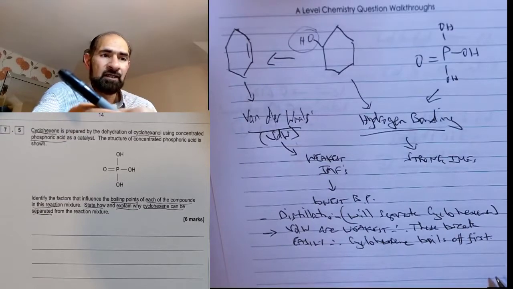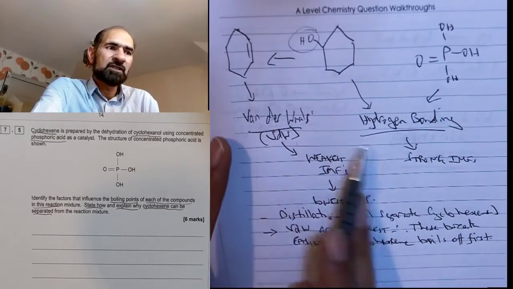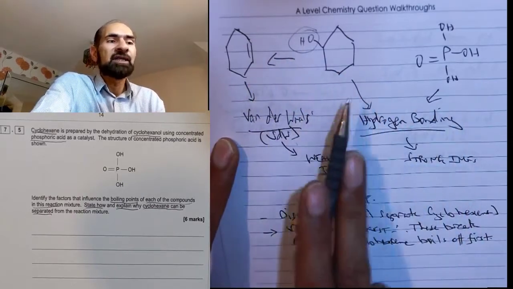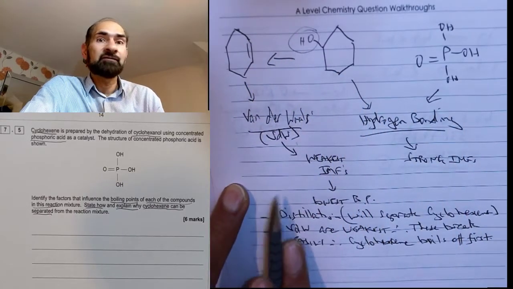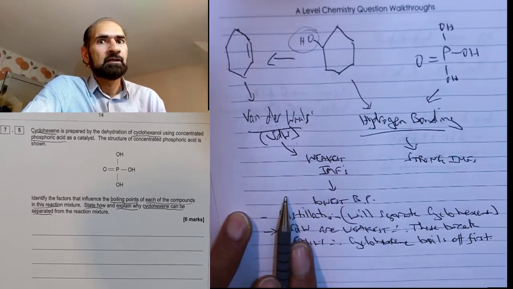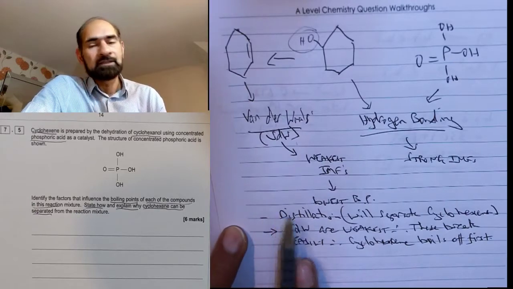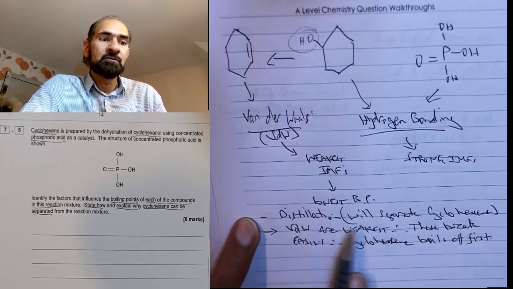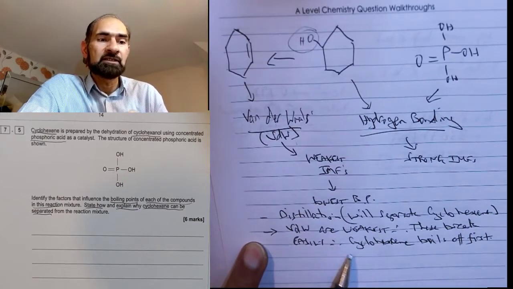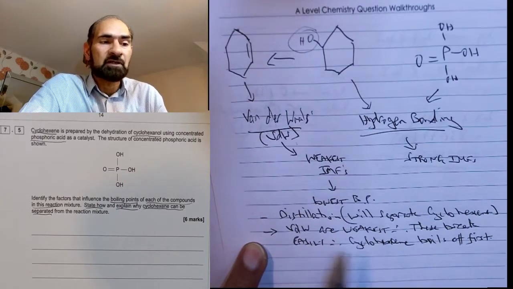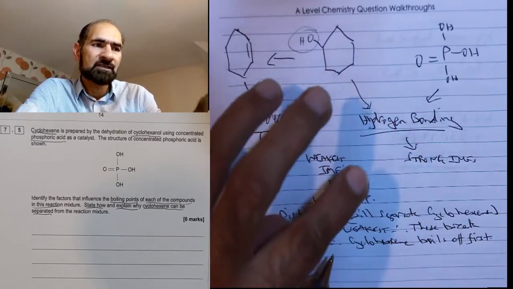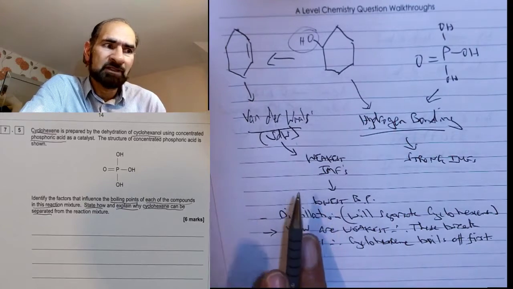Okay, now I've written these out, I wrote these diagrams. What I probably would do in the exam is, this is for my own benefit, I would literally write down: cyclohexene contains van der Waals forces, cyclohexanol contains hydrogen bonding, phosphoric acid contains hydrogen bonding, distillation will separate cyclohexene, van der Waals forces are the weakest, therefore these break easily, and therefore cyclohexene boils off first. So I would actually literally write it down. But I guarantee you, even if you just put these down, this diagram, you will still get the marks, because I made it absolutely clear.